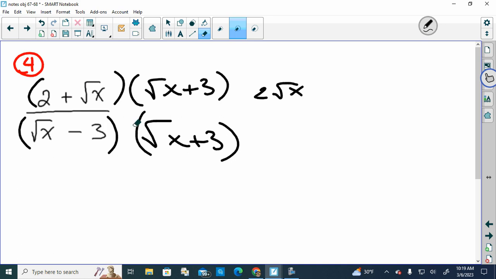Okay, 2 times 3 is going to give me 6. Rad x times rad x is going to give me rad x squared, right? Which changes to x. Okay, and then that one times that one's going to give me 3 rad x.